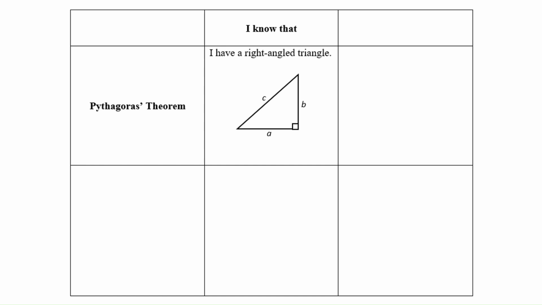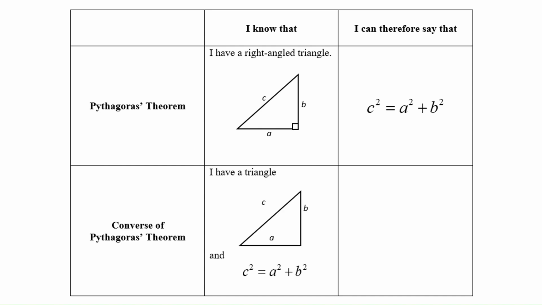Let us compare Pythagoras' theorem and its converse. For Pythagoras' theorem, we know that if we have a right-angled triangle, then c squared equals a squared plus b squared. For its converse, we know that if we have a triangle and c squared equals a squared plus b squared, then the triangle must be a right-angled triangle.